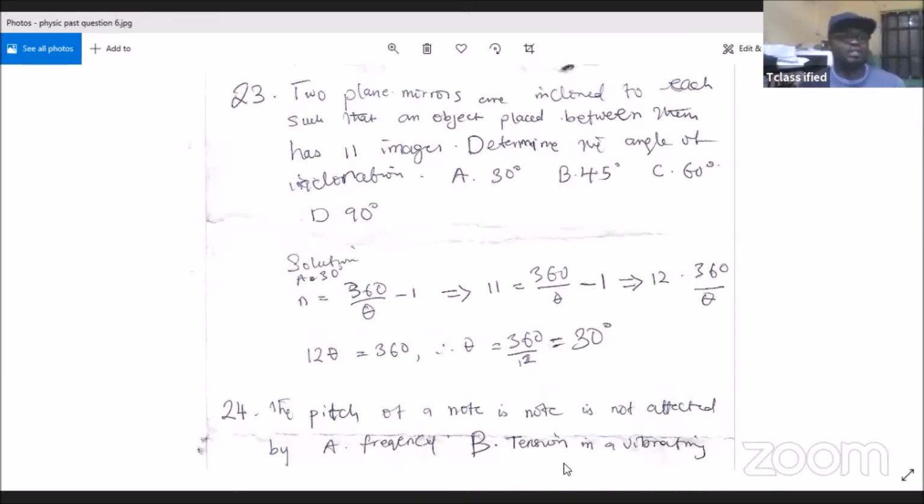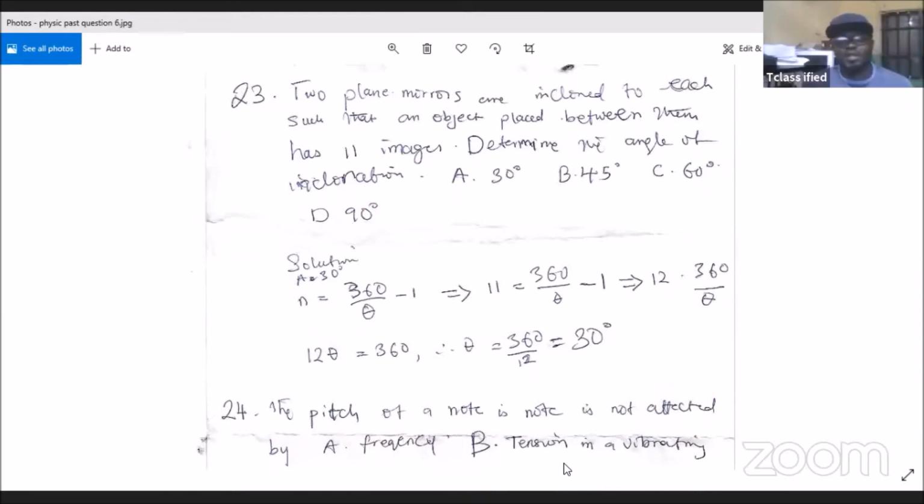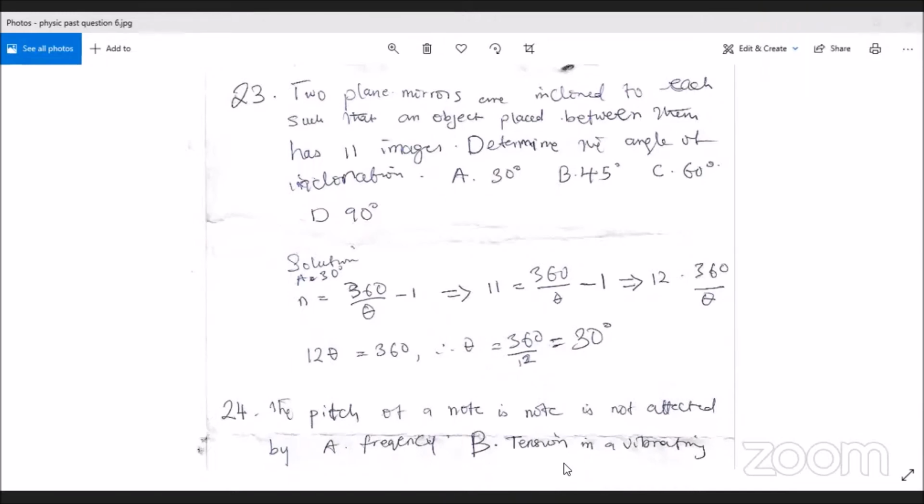So the solution there is number of images formed is equal to 360 over theta minus 1. So if you make theta the subject of the formula, you're going to have the 1 going over to the other side to become 11 plus 1, making it 12. So make theta the subject, cross multiply, have 12 theta equal to 360. Then keeping theta alone, divide through by 12, you're going to get 30, and that makes option A the answer. Is that clear? Yes, sir, it is.